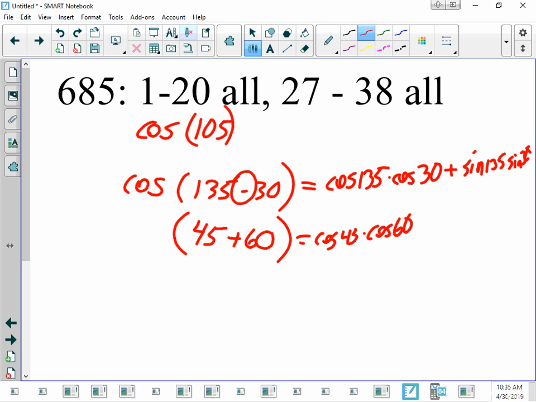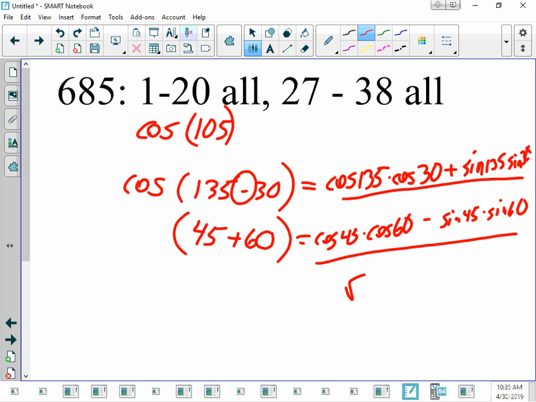Then what? Minus the sine of 45 times the sine of 60. And now, it doesn't matter which equation I solve. I'm going to end up with some version of root 2, root 6 over 4. And then this, you just don't know what the signs are. That's true for sine and cosine. Tangents, you have to do the sine version, and then you have to do the cosine version, and then you have to divide the two. Okay?